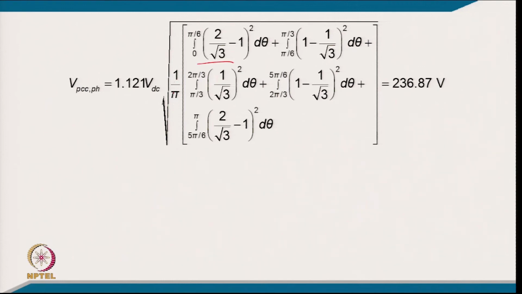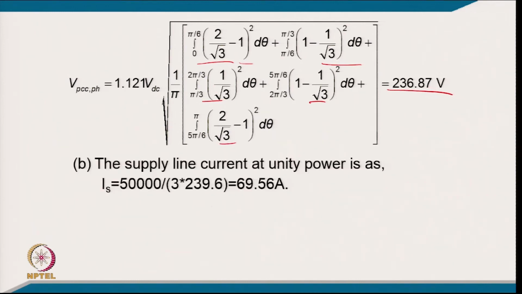It is 2 upon 2 pi, so it comes to half wave only. So, first segment, second segment, third, fourth, fifth segment, total. From this we can calculate the RMS voltage at the input of the diode rectifier, which comes to 236.87 volt.